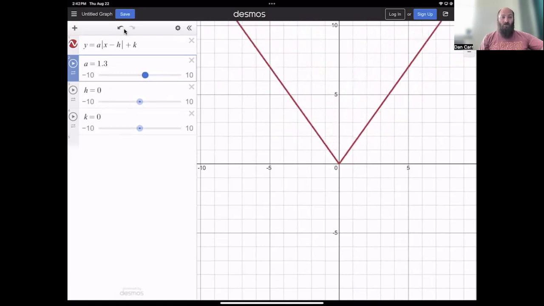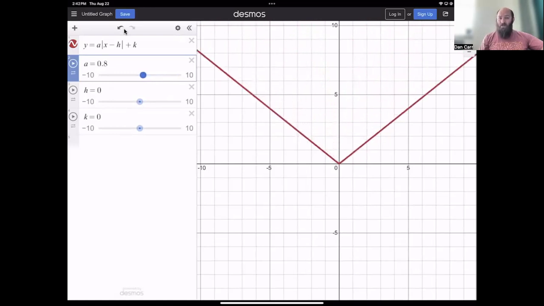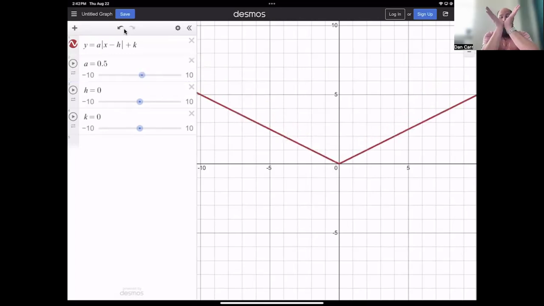If I take that 1 and I go to a decimal number that's a little less than 1, like this, you can see that it's getting wider. So when it does this, it's actually doing a vertical compression. It's pressing down and making it flatter is the idea.